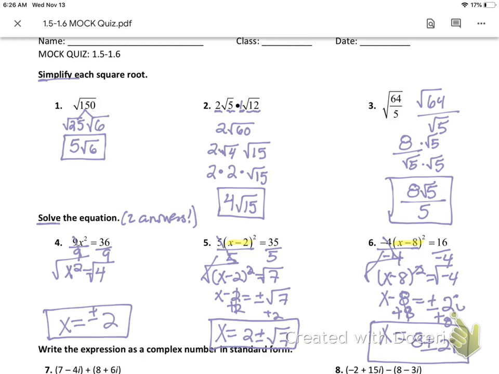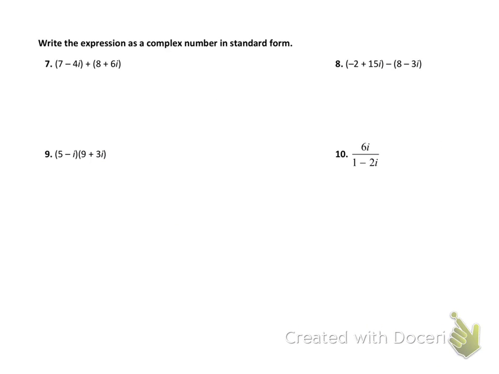All right, so that's the front side. Let's look at the back. Remember, if your calculator is in imaginary mode, you may use that. Okay, what sign do you notice in the middle here? This is a plus sign, so that means combine your numbers. 7 plus 8 is 15. Negative 4i plus 6i is plus 2i.